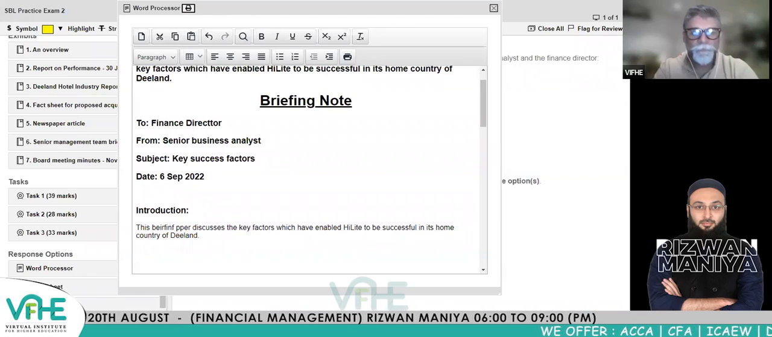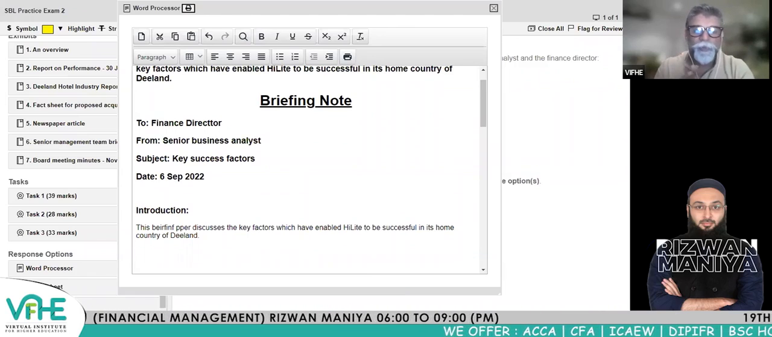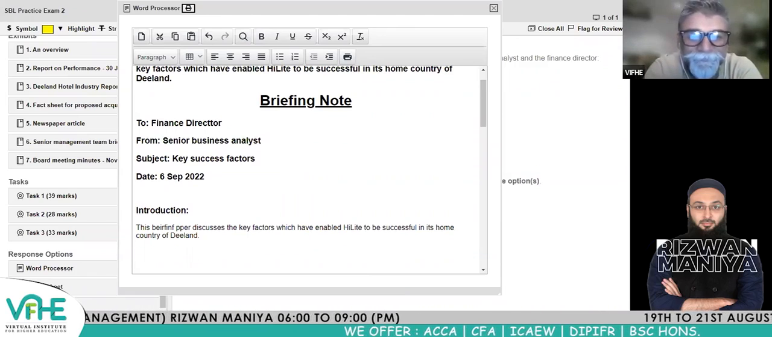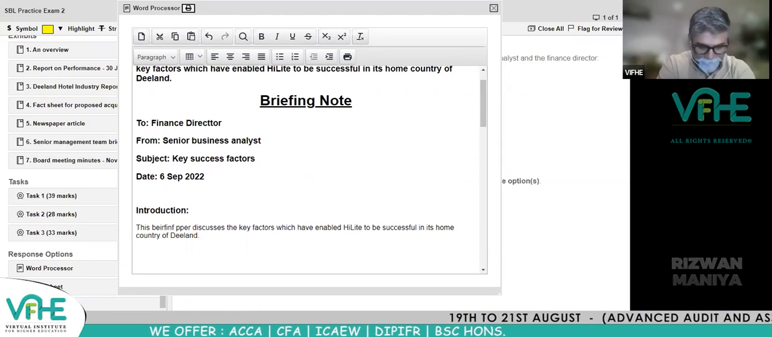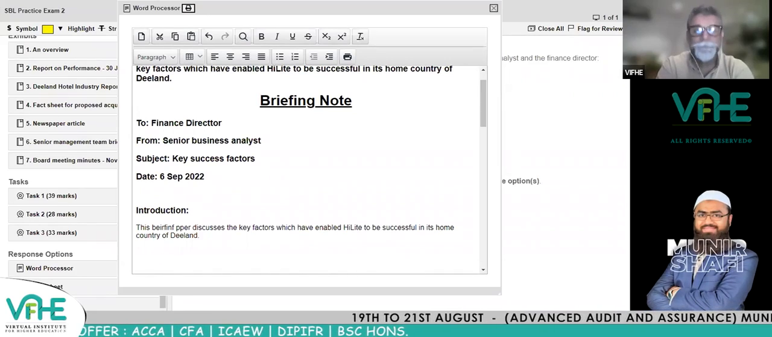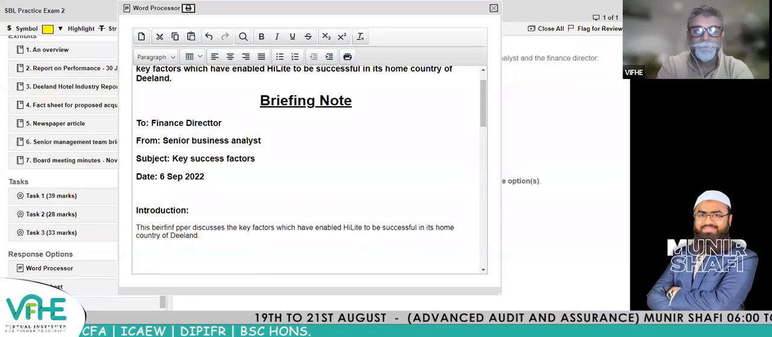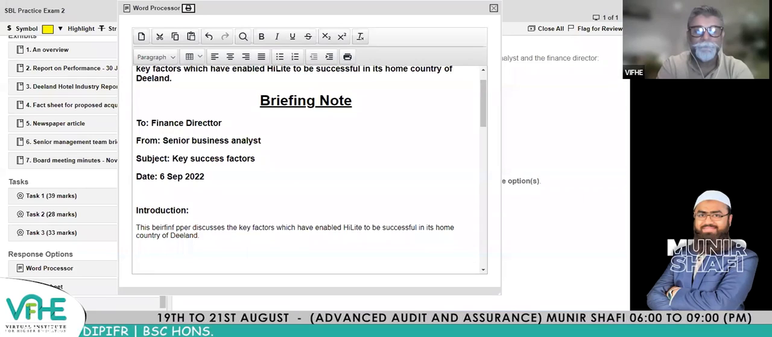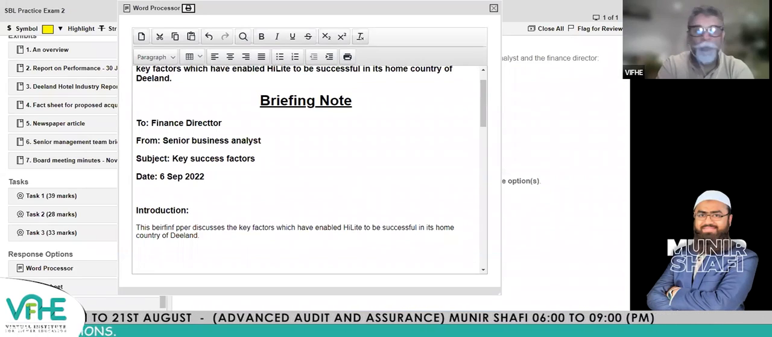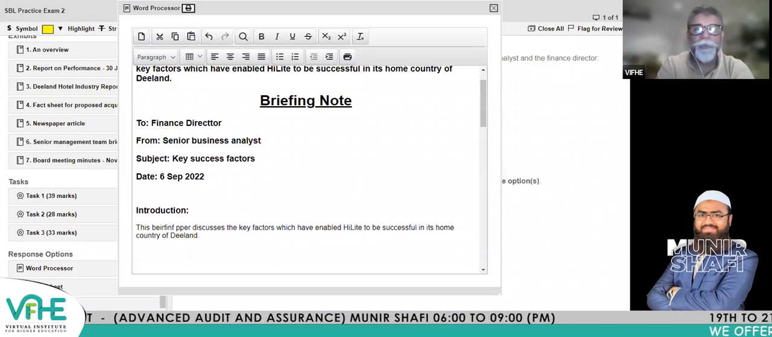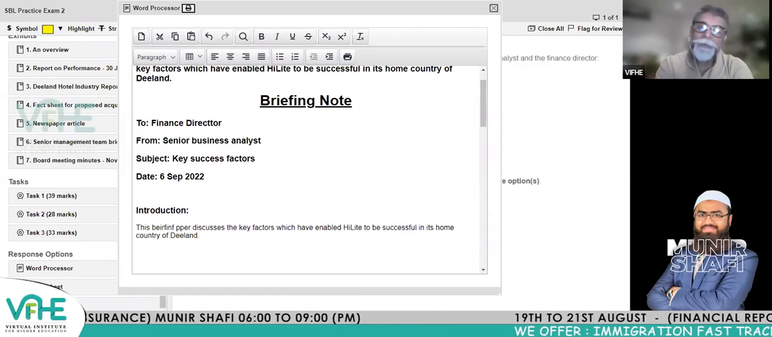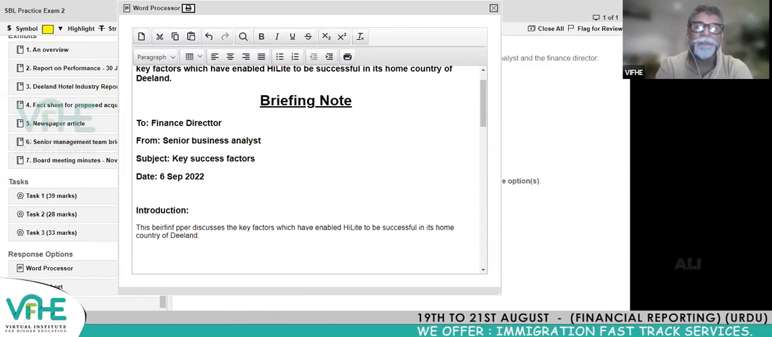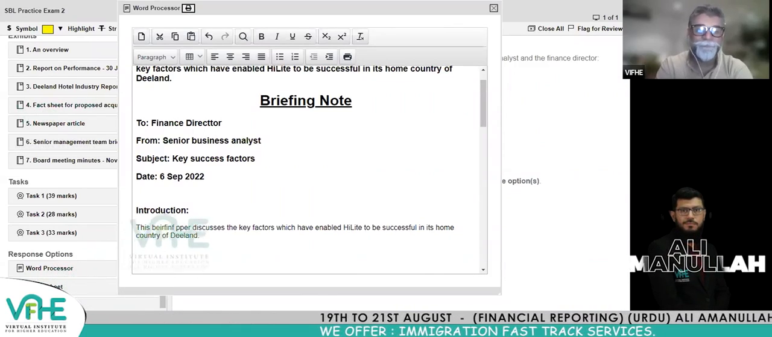All right. Yes, Geoda, you can unmute and ask, please. So the 3 requirements were placed in one word processor. I thought we would have a word processor for each requirement. No, it's not like that. There is only one word processor, and that is your one answer sheet. So all the answers are on one word processor.